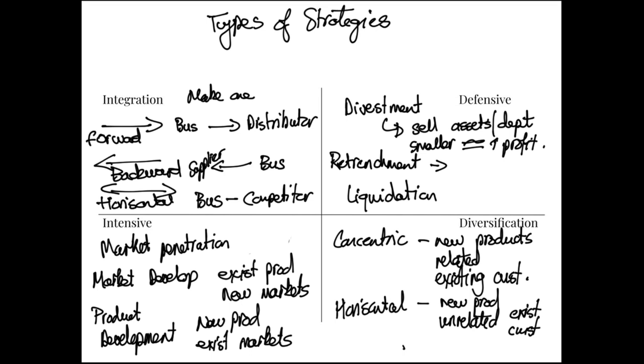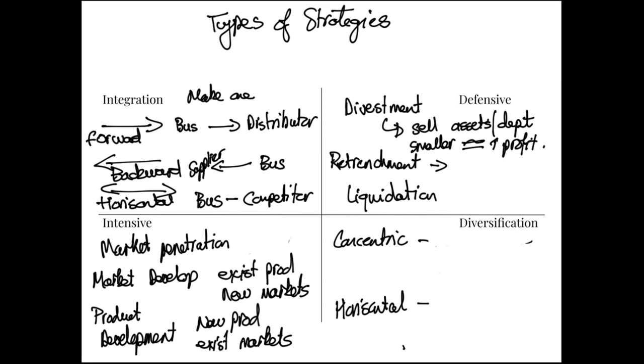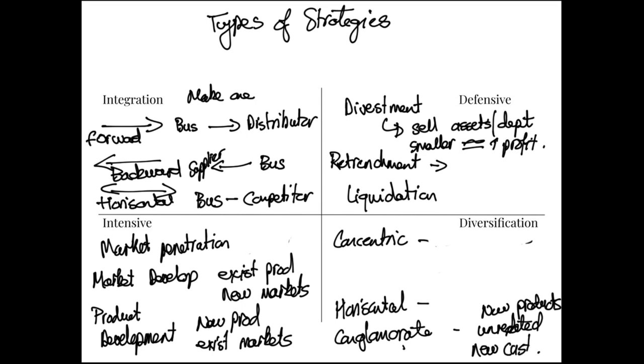Then the last one, you've got conglomerate. Now conglomerate diversification focuses on new products. You look at unrelated products, and this unrelated product is then for new customers. And that, ladies and gents, people of the palace, is a quick overview of business strategies.